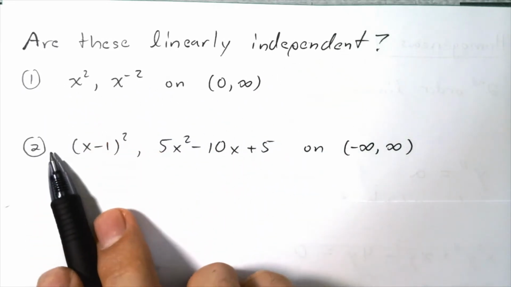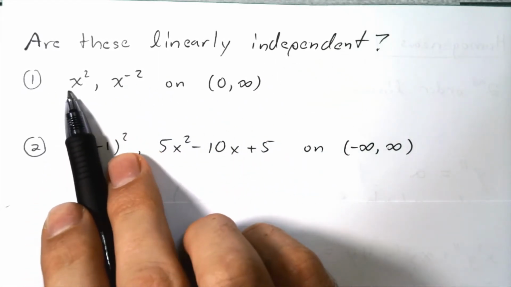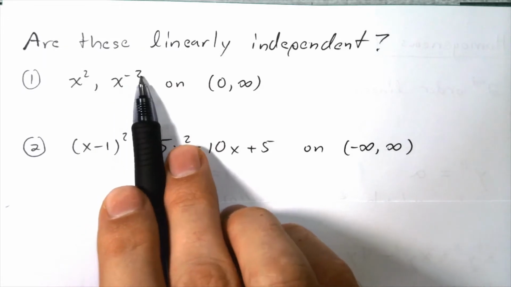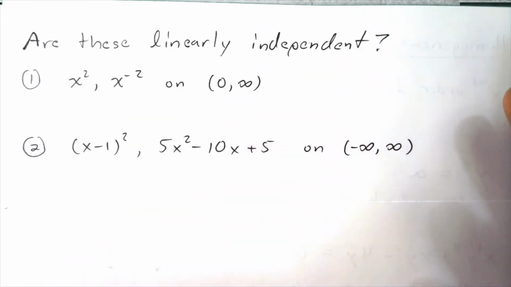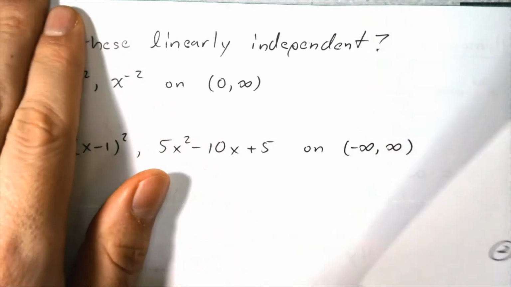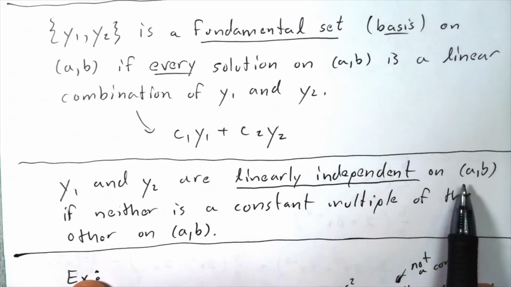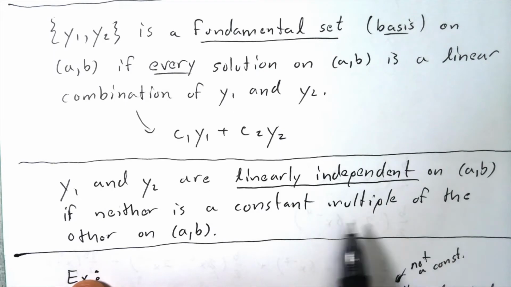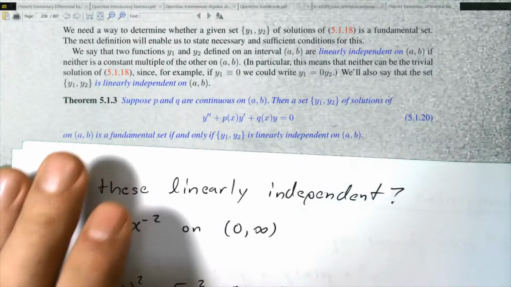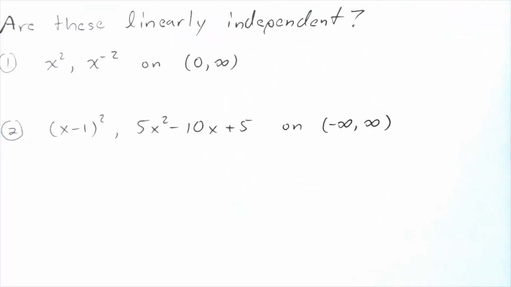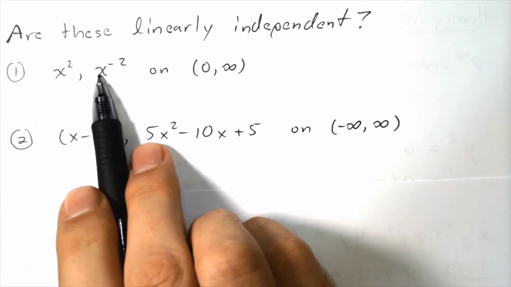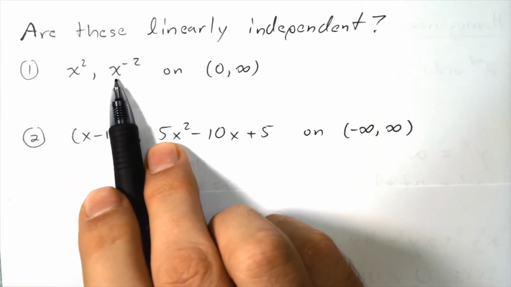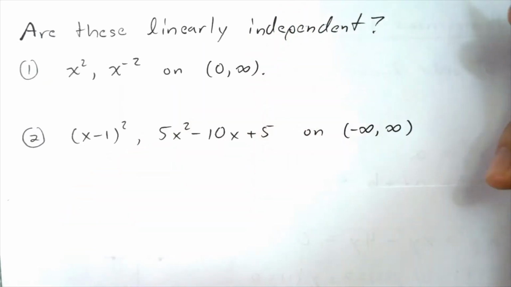And I have two sets, okay? So let's look at this set here, x squared and x to the minus 2. Are these linearly independent? Well, what was the definition of linear independence? It says that neither is a constant multiple of the other. Okay, so that means that if I take the ratio of these two functions and I get a constant, that means that they're not linearly independent, right? Because that would mean that one is a constant multiple of the other one.